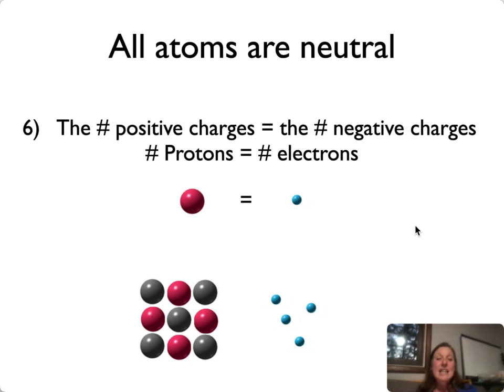Now, the next thing that you need to know is that all atoms are neutral. What that means is that the number of positive charges, or protons, has to be equal to the number of negative charges, or electrons. So if we have 4 protons, then we will have 4 electrons.